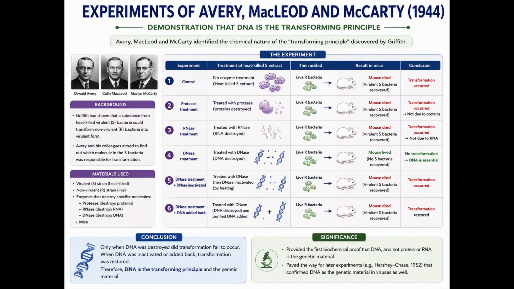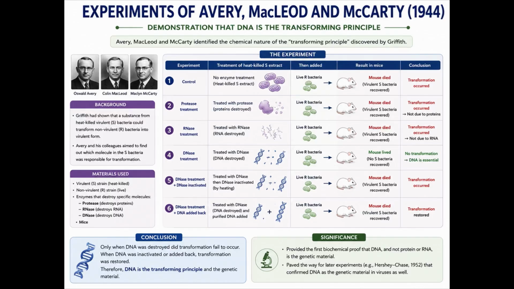In a third experiment, they used RNase and treated the heat killed S extract with RNase, and now the RNAs are destroyed, and now live R strain is added and together injected into the mouse, and the mouse died where the virulent S bacteria was recovered. So here also the transformation occurred, and thus the transformation principle is not RNA.